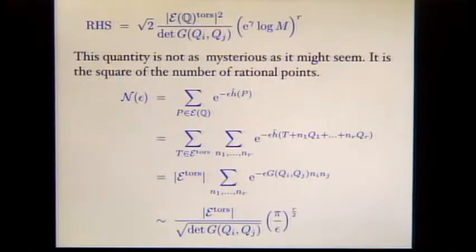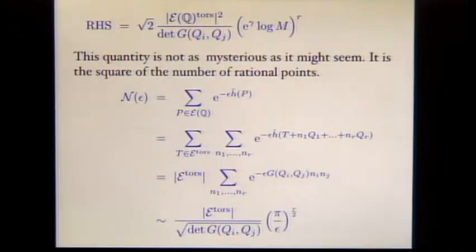The torsion comes out of the height. It doesn't contribute to the height at all. So that comes out, and the sum over the torsion just gives you a factor of the torsion subgroup. And then this height just gives you this bilinear quantity in the n's. Epsilon is small, so this sum can be approximated by an integral. That's exact to leading, asymptotic order. And so you get a Gaussian integral here. And this is just the torsion over the determinant of the group, and then pi over epsilon to the r over 2.